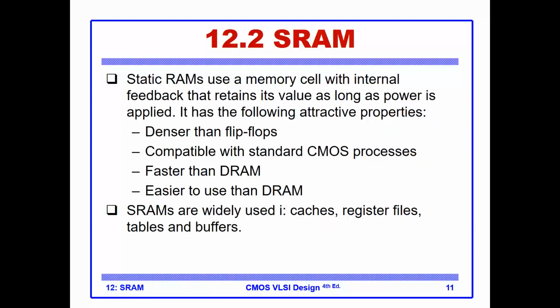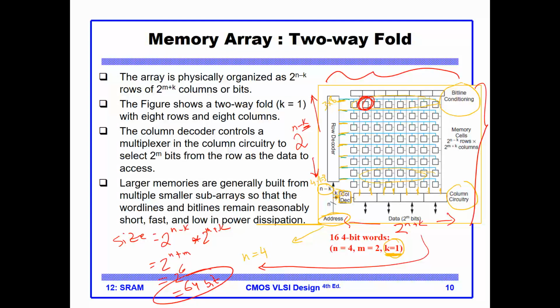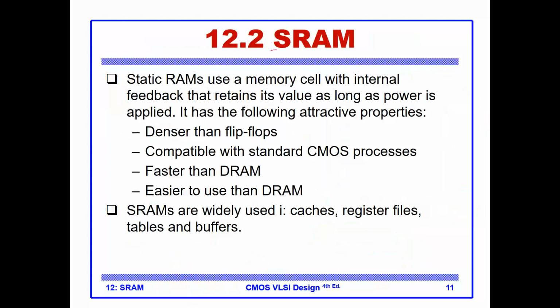Of course, the cells here can be SRAM or DRAM cells. In this case, we will study SRAM cells. The SRAM cells are known to be smaller than flip-flops, but they are faster and larger than DRAM. So typically they are used to implement fast memories like caches, register files, tables, buffers, those SRAM structures. And S stands for static.